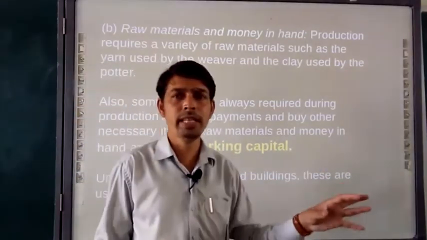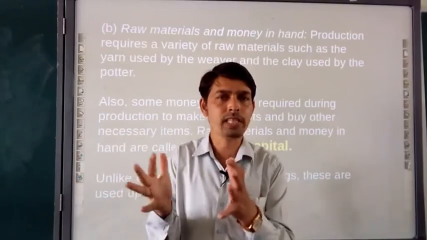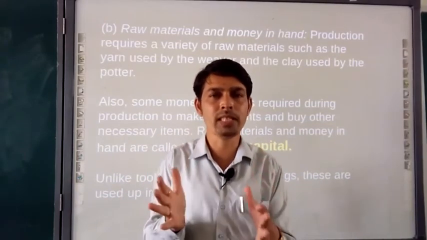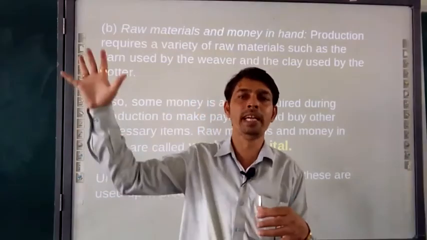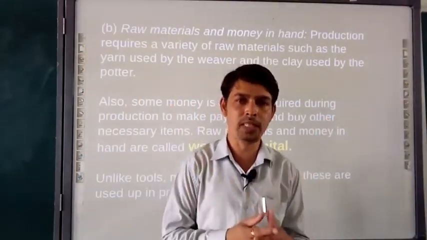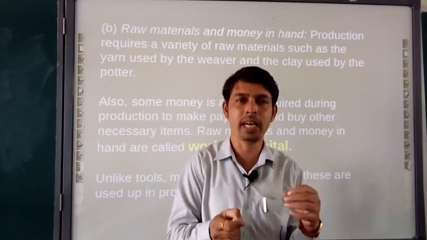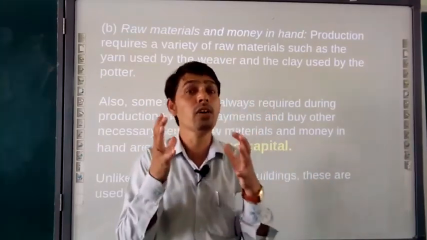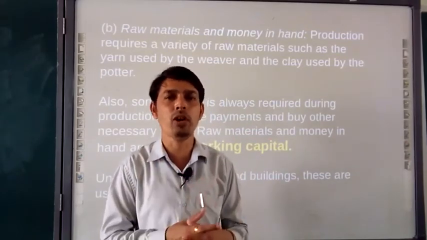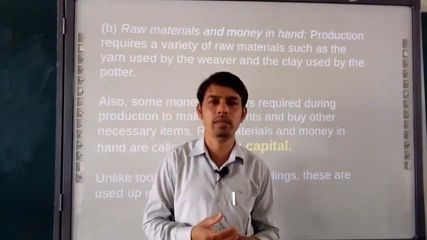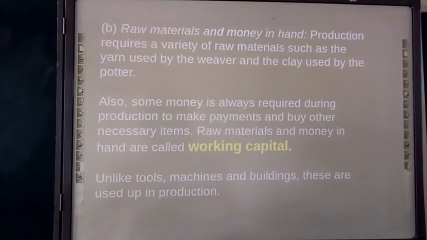So here, physical capital is divided into two: fixed capital and working capital. For fixed capital, there are tools, machines, and buildings that can be used for many years. That's why they are called fixed capital. Then the next point is working capital. Raw material and money in hand are called working capital. They are in a working nature for the production of any goods or services. Then moving further to see the next factor.